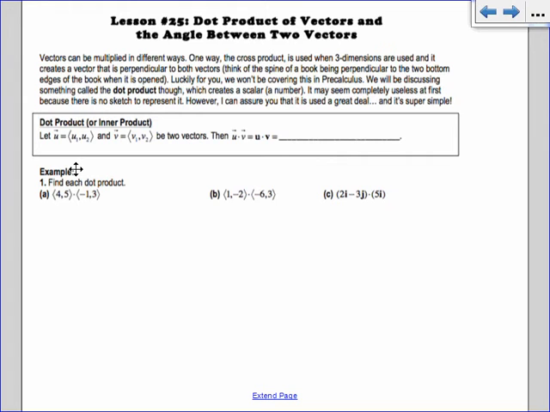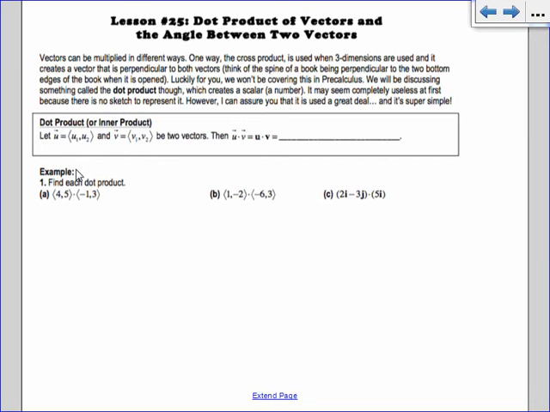Okay, lesson 25 is on the dot product of vectors and the angle between two vectors. This continues our conversation about vectors. It actually completes our little sections on vectors, so we don't have much more with this. So it says vectors can be multiplied in different ways.